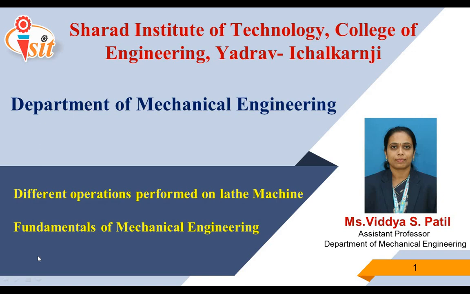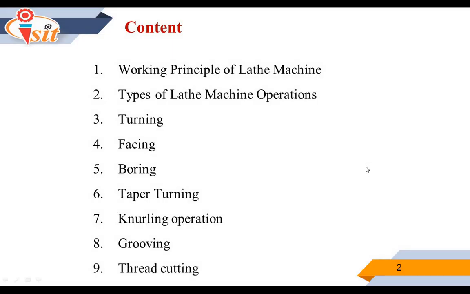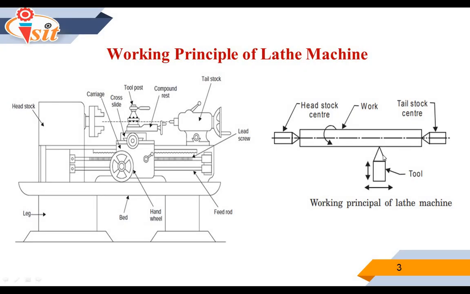Yadra. Today in this session we are going to discuss the different operations performed on a lathe machine, under the subject Fundamentals of Mechanical Engineering. In this session we are going to cover the working principle of lathe machine, types of lathe machine operations, turning, facing, boring, then taper turning, knurling, grooving and thread cutting. So all these operations we are going to see in this session. First we start with the working principle of lathe machine.